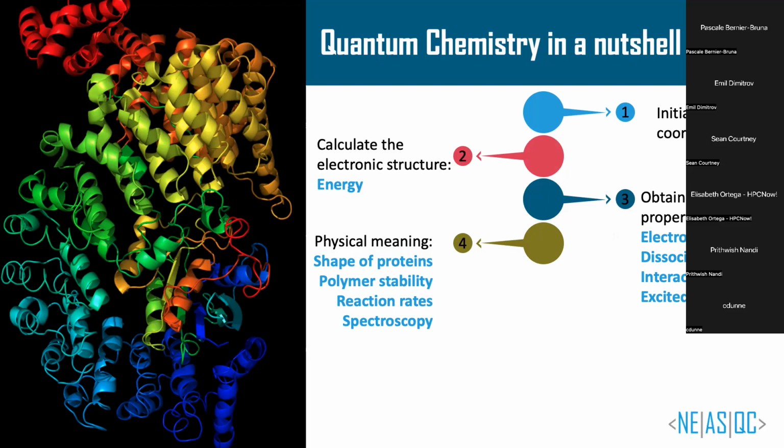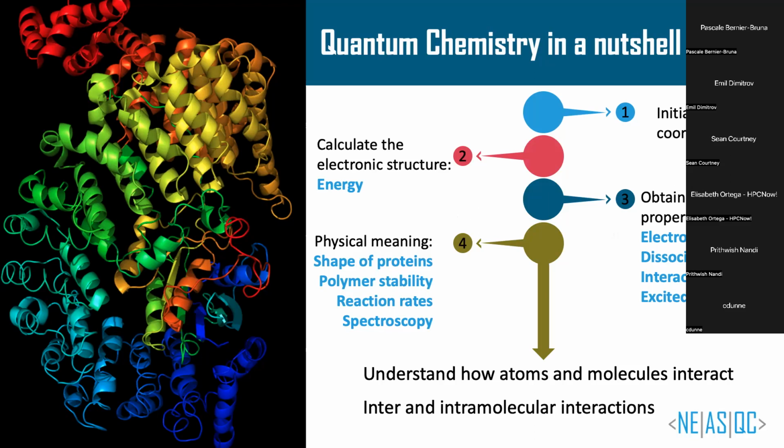The main important thing is that in order to do all these things, particularly the last two points, you need to understand how atoms and molecules interact. That means you need to understand the intermolecular interaction, when you have a variety of molecules together and how they interact with each other, or the intramolecular interaction, which is basically bond breaking. This is crucial in chemistry.